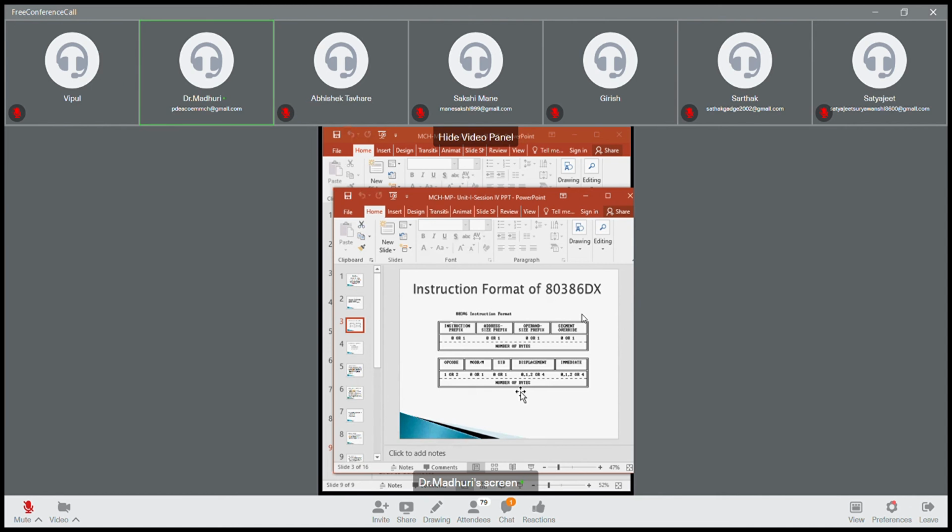Now see here, you have the segment override, right? Then the segment operand size prefix. Then you have the address size prefix and the instruction prefix. The number of bytes, that is the size of that instruction. So first is the immediate, then displacement.